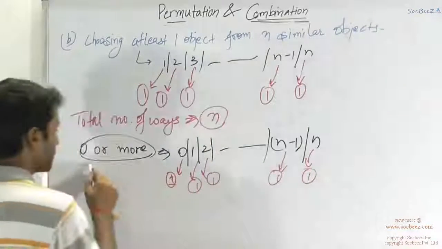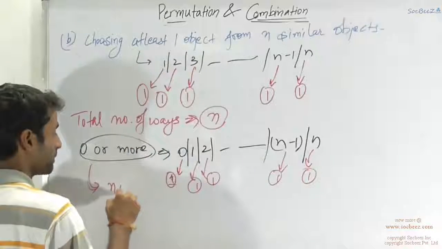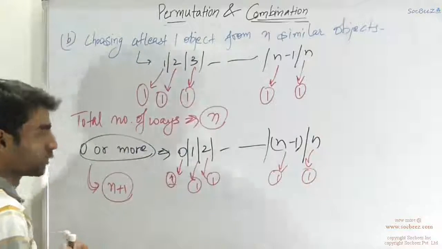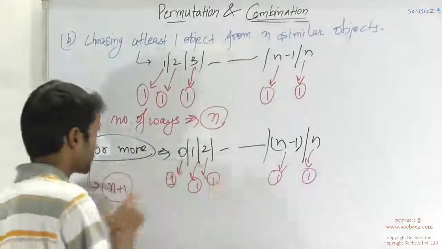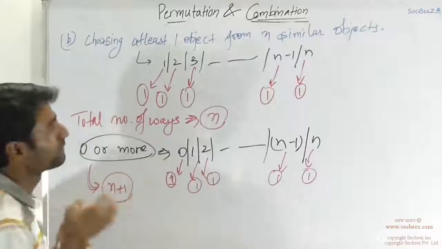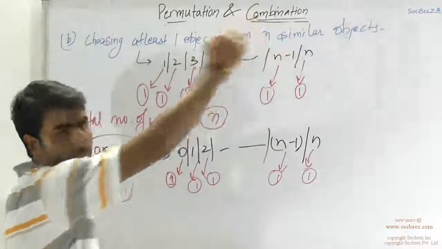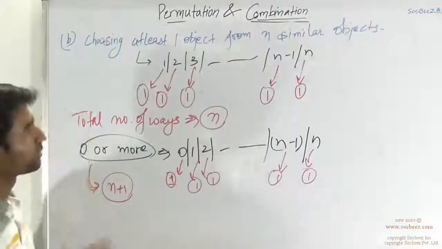So selecting 0 or more from a given set of n similar objects is n plus 1. Either you select 0, 1, 2, 3 till n. So there are n plus 1 possibilities. The number of ways in which you can select 0 or more from a given set of n similar objects is n plus 1. So this is the B case of the problem.